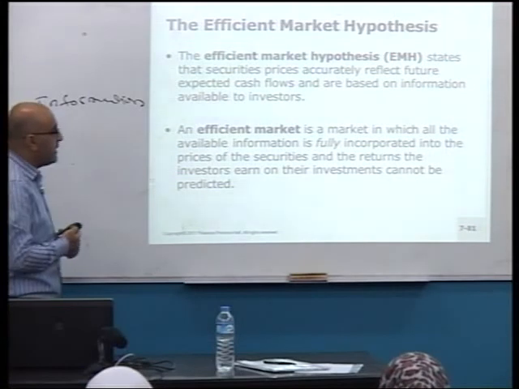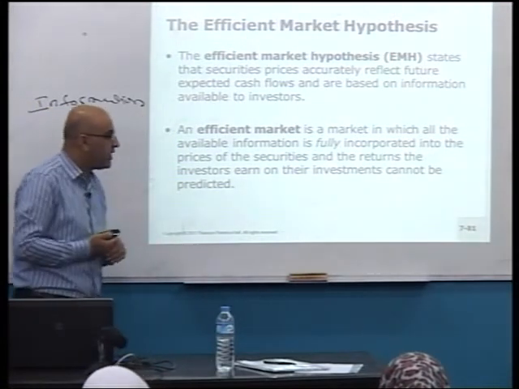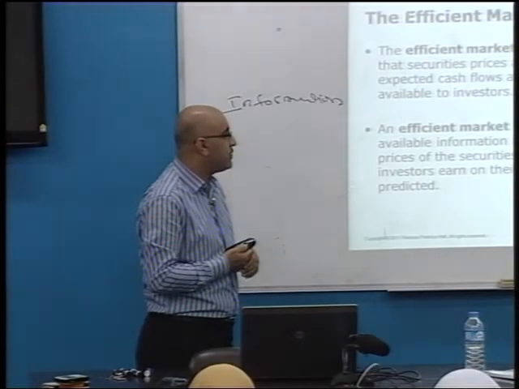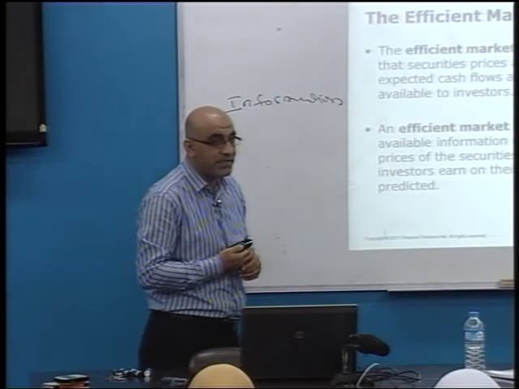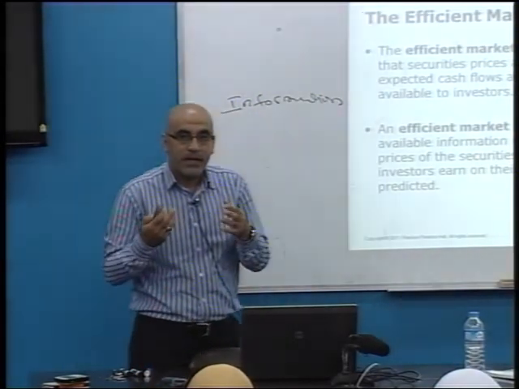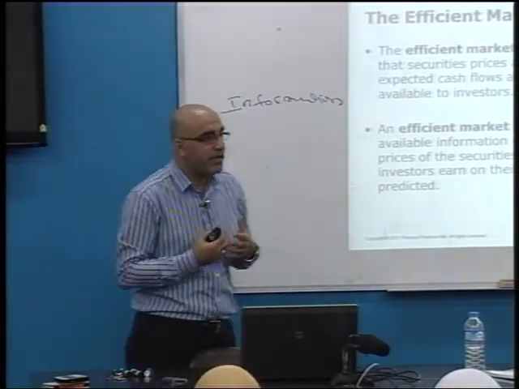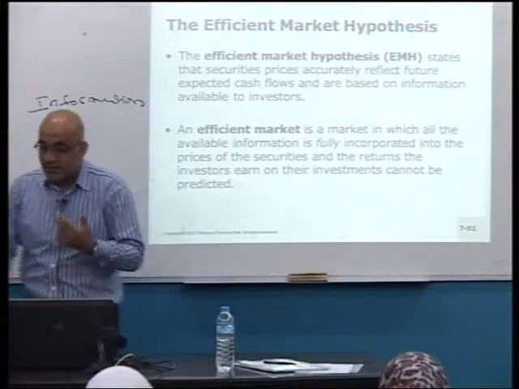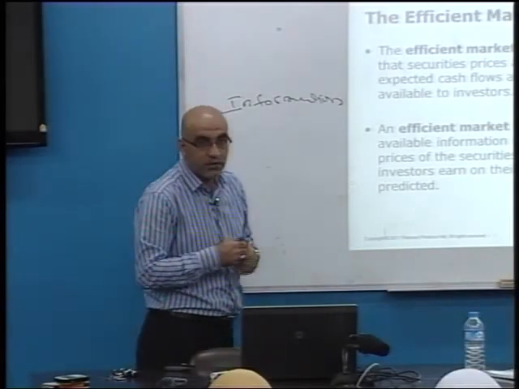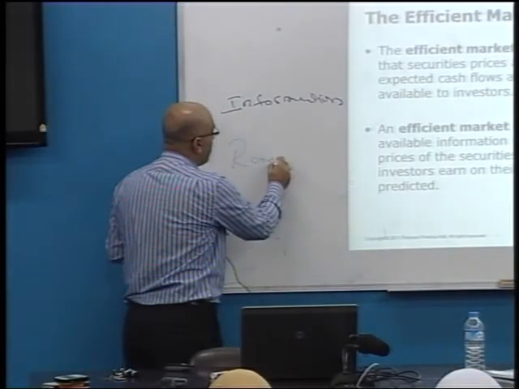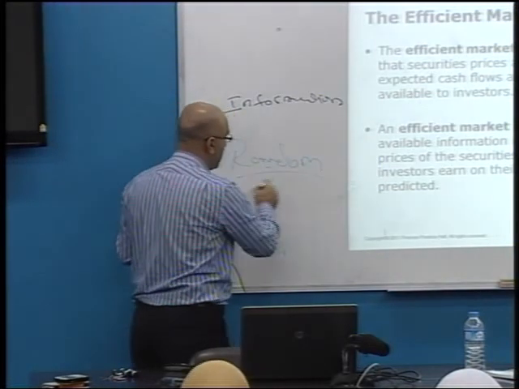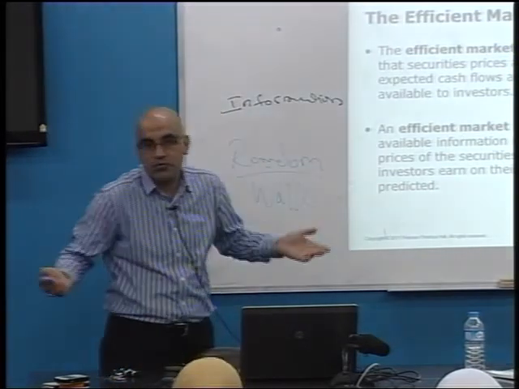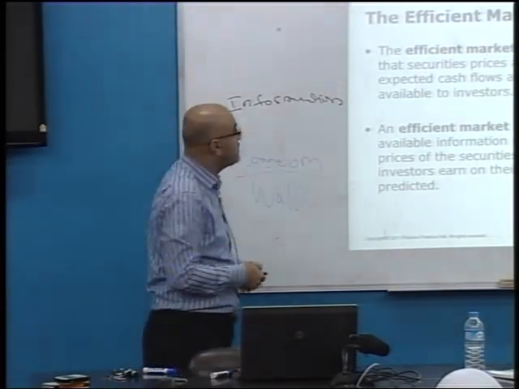So the efficient market is a market in which all available information is fully incorporated in the prices of the securities, and the returns investors earn on their investment cannot be predicted. Even if you have announcements, it is hard to predict where the price is going. This reminds us to talk about the random walk. If we talk about efficient markets, then the price follows a random walk.